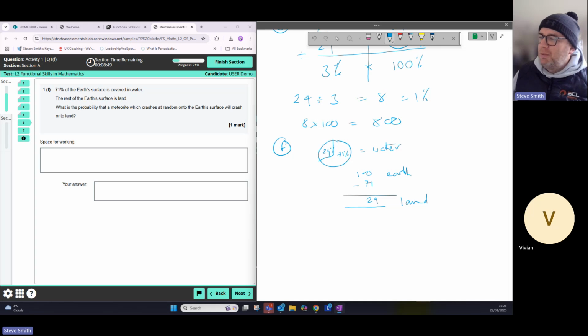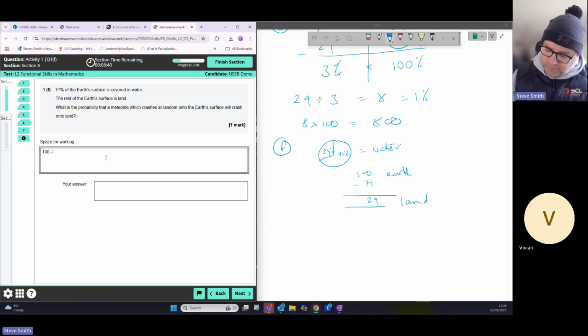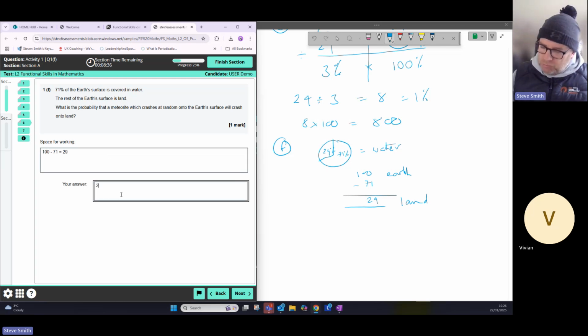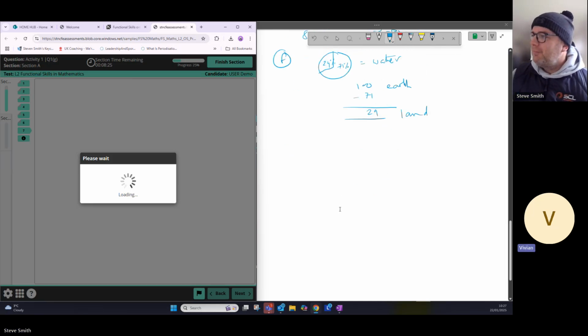Some people wouldn't even look at that and think, oh, I don't need to write anything down, because I know that 100 take away 71 equals 29. 29 in my box. Done. So it's got a 29% chance of crashing to land on Earth. That's a bit of a mouthful.